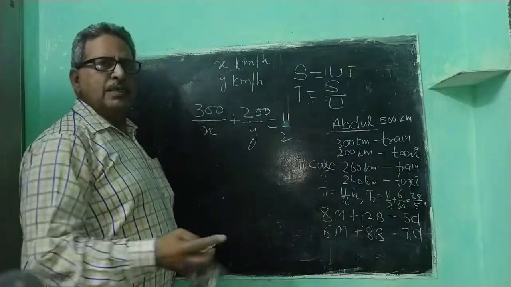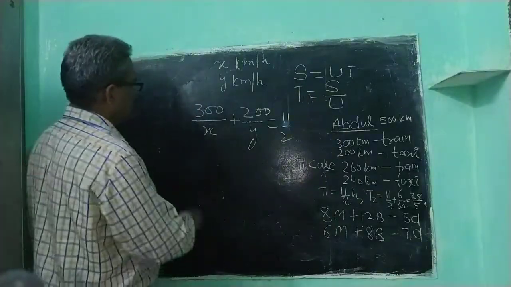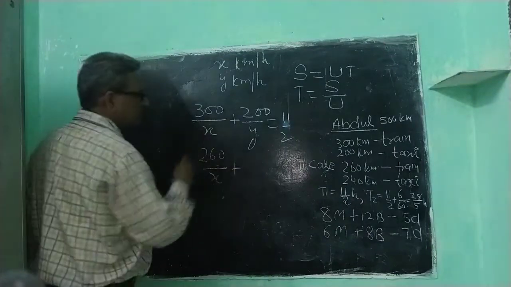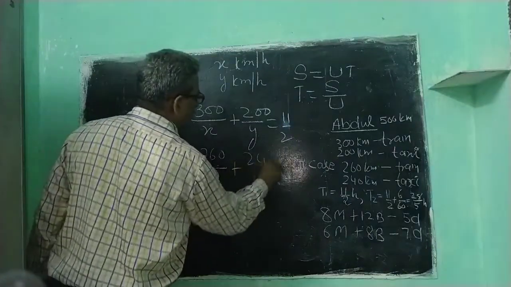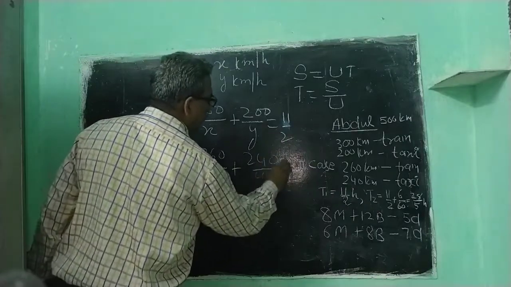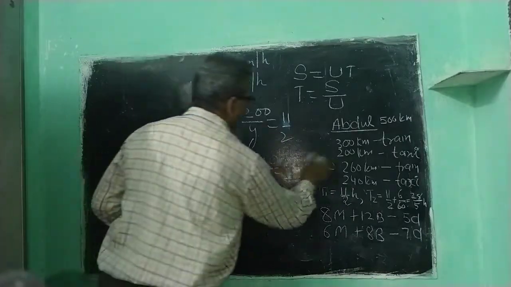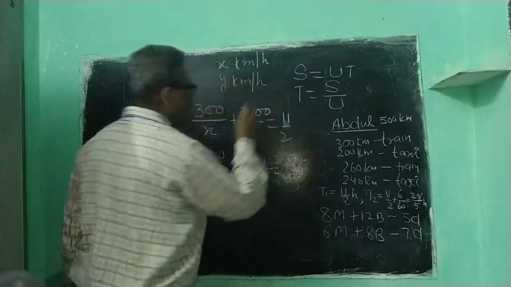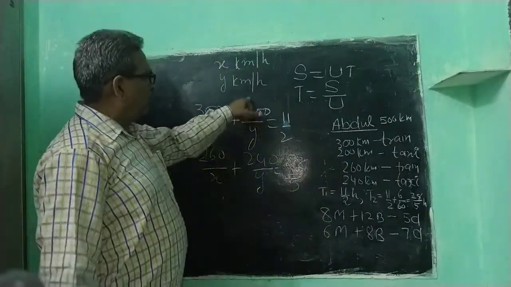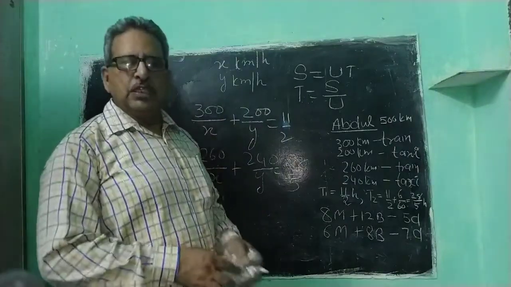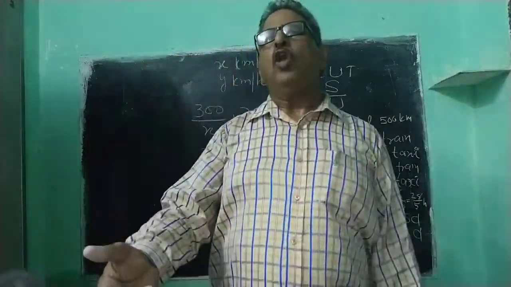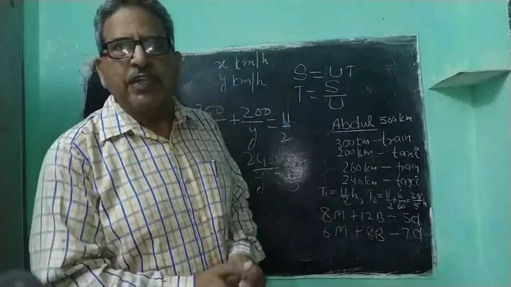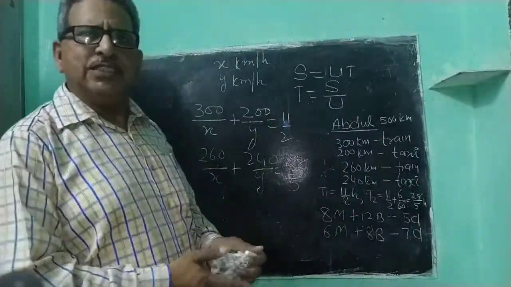Clear? In the second case, 260 upon x plus 240 upon y is equal to 28 by 5. Now we have two equations, and we have to solve these two equations. Okay, let us begin how to solve these kinds of equations.